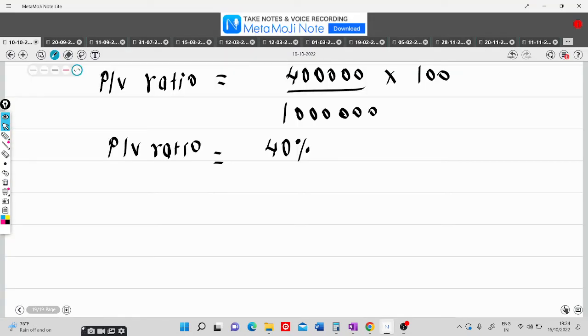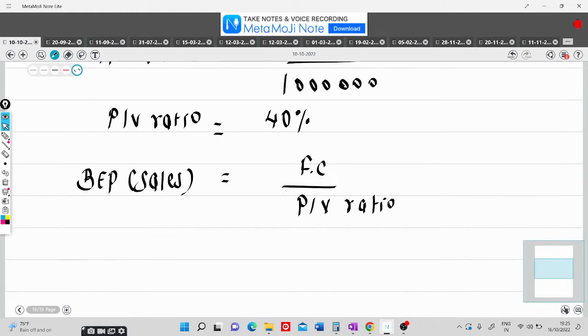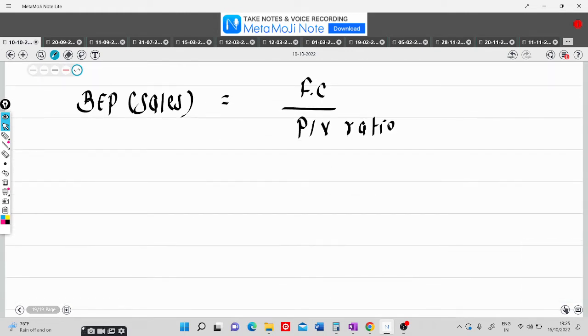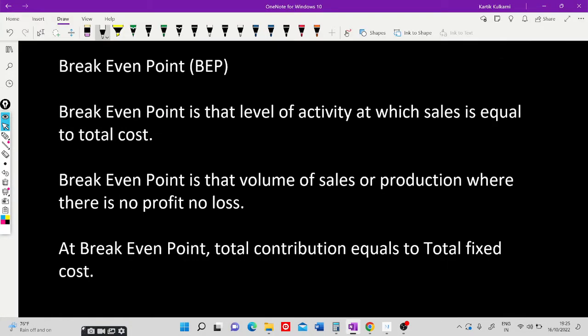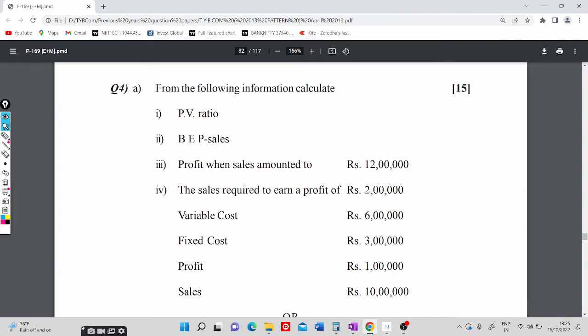The formula for break-even sales is equal to fixed cost upon PV ratio. In the data, we have been given fixed cost, which is 3 lakhs. Fixed cost is 3 lakhs.